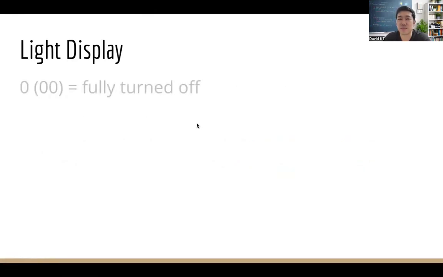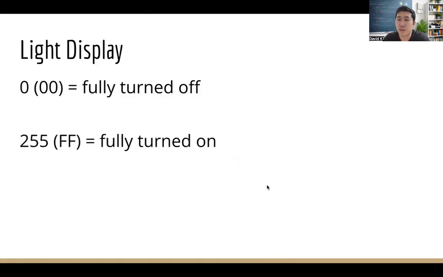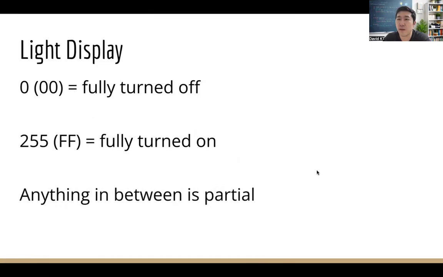Light display. So RGB, each of those are 2 digits for R, 2 digits for G, 2 digits for B. That represents the channel for red, channel for green, and channel for blue. 00 with a value of 0 represents fully turned off. The decimal number 255, which is FF in hexadecimal, represents fully turned on. Anything else in between is partial.